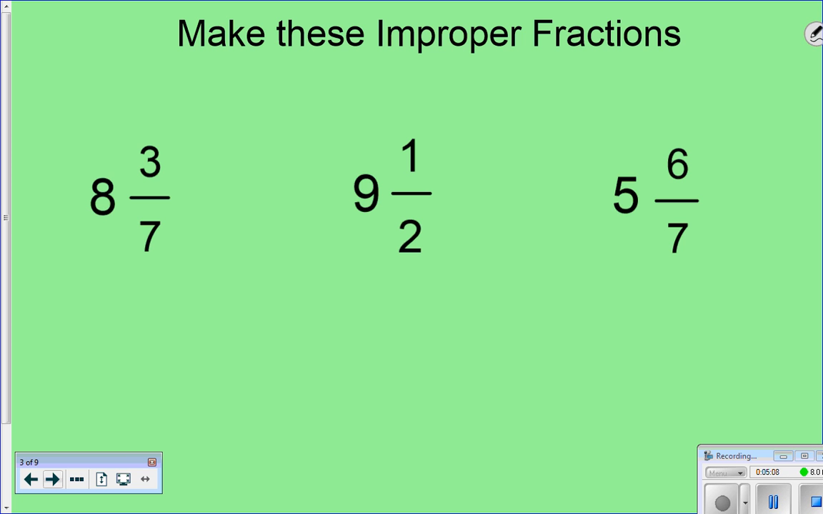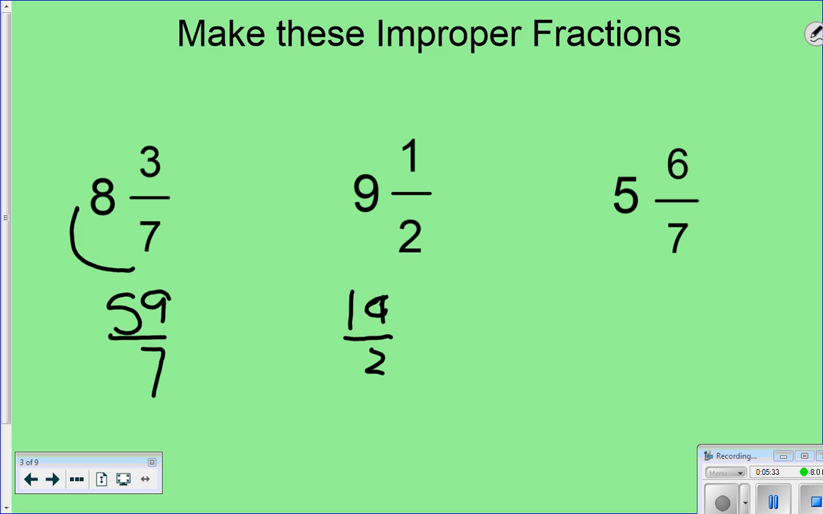So, all right, let's talk about some of these. Okay, so first I'm going to do 8 times 7, 56, plus that 3, 59 over 7. Okay, this one, 9 times 2, 18, plus that 1, 19 over, that should be a 9. And what about this one over here?